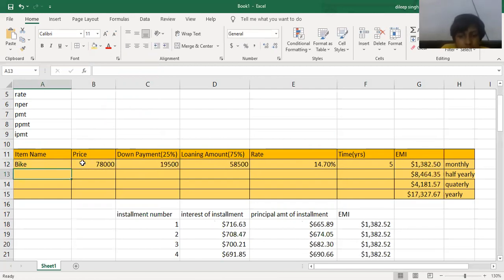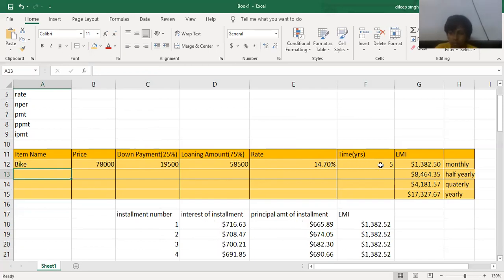See there. When the price of the bike is 78,000, we have to pay 19,500 as a down payment, which is 25% of the price, and the loaning amount is 58,500. And what will the interest rate be? That is 14.1770, and the time will be 3 years.